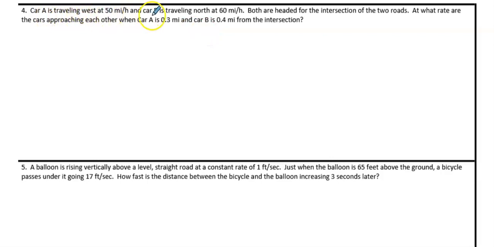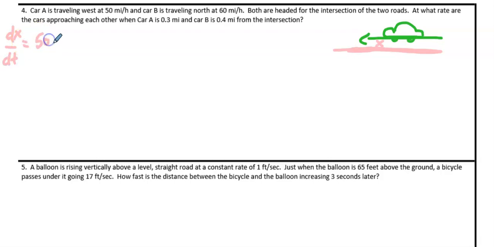So car A is traveling west at 50 miles per hour. Okay, so I'm going to go ahead and draw a road. So here's our little road, and I can't not draw a car. There's my car. So this distance, he's traveling west, right? We're going to call this distance x. So the change of x with respect to time is going to be equal to 50 miles per hour.